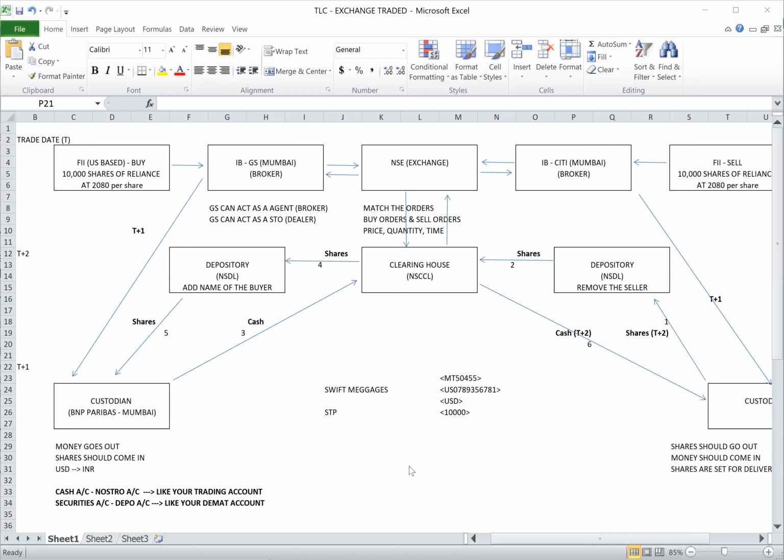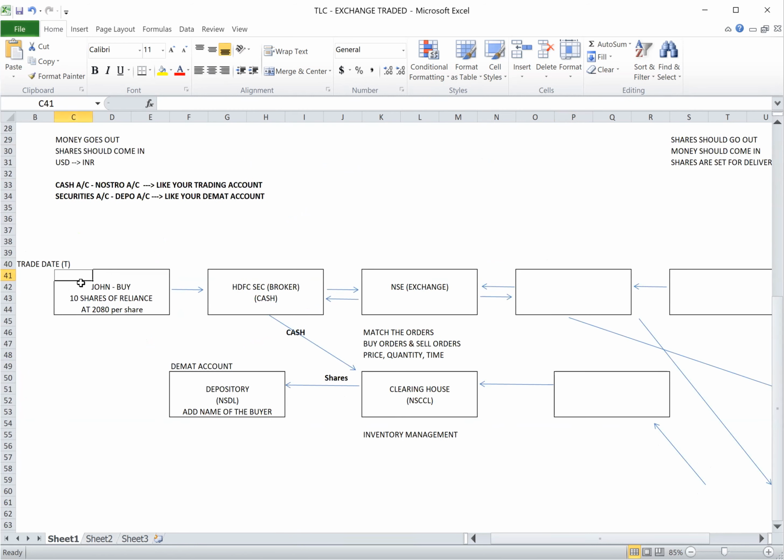Sir, in case of a retail investor, there will be no custodian in between in the trade life cycle. So they will be directly talking to the depository. No. So in that case, what will happen? Let's say you have John, and he wants to buy 10 shares of Reliance. He will be dealing with the broker. The broker will pass on the cash to the clearinghouse. There is no custodian. There is a broker who is going to deduct the amount from your savings bank account, block the amount, and then transfer the amount to the clearinghouse.